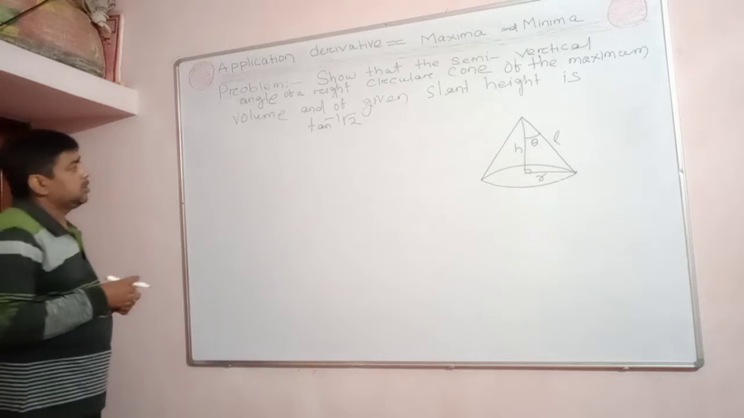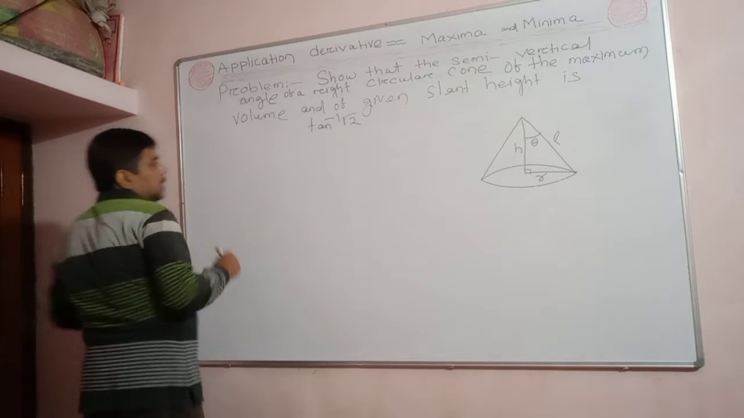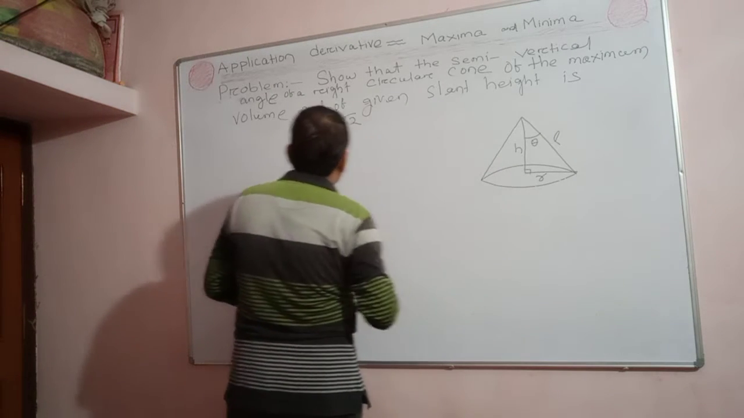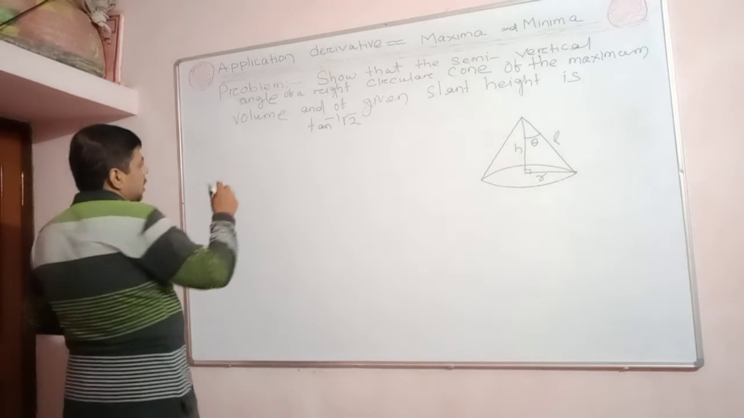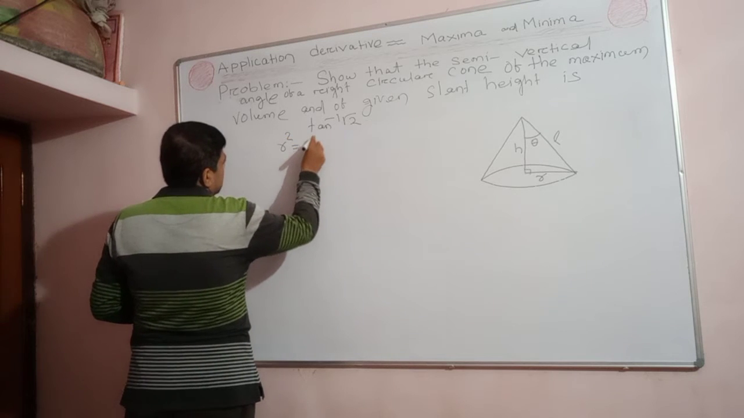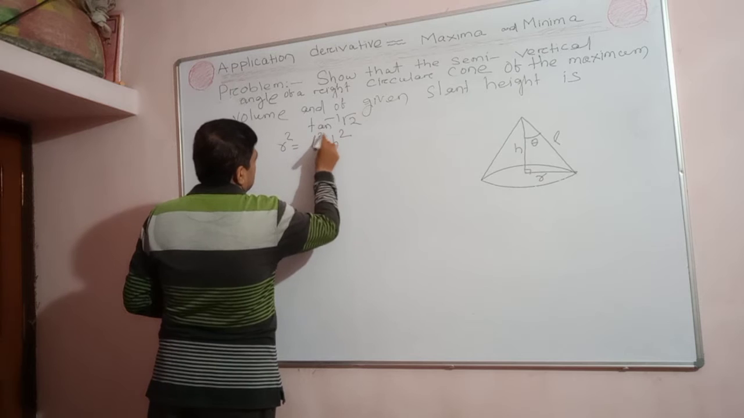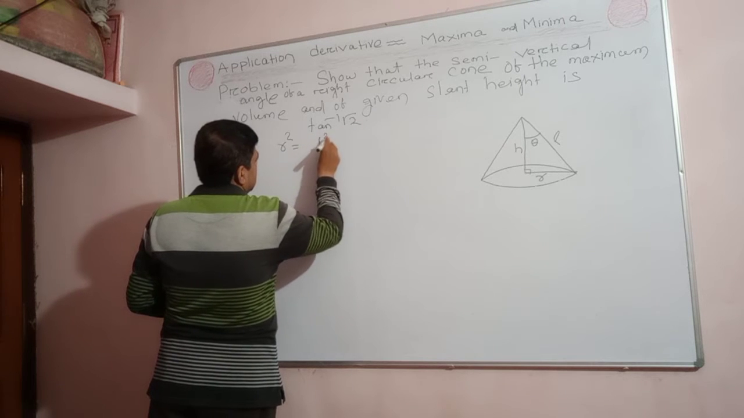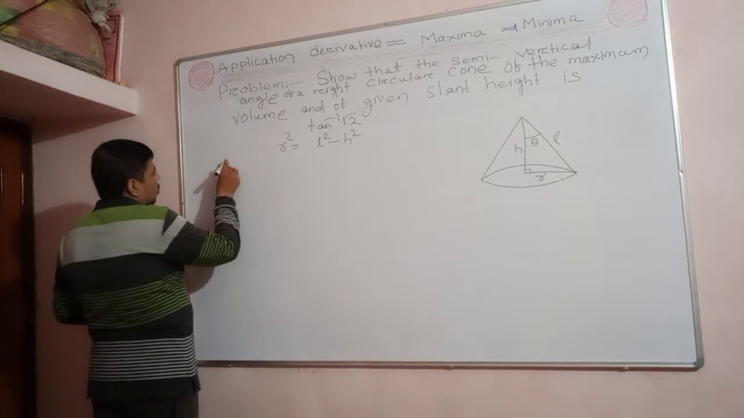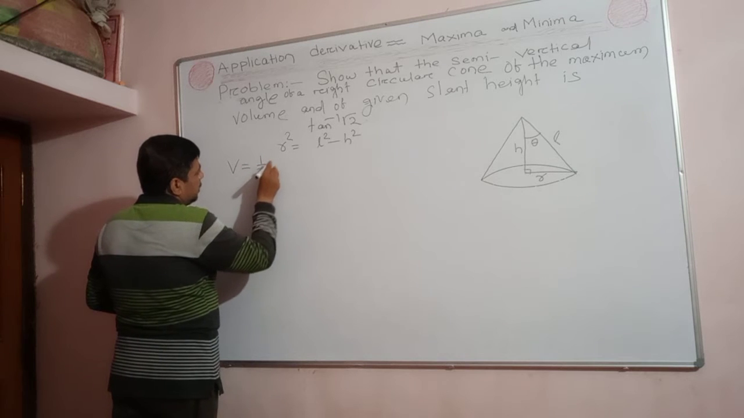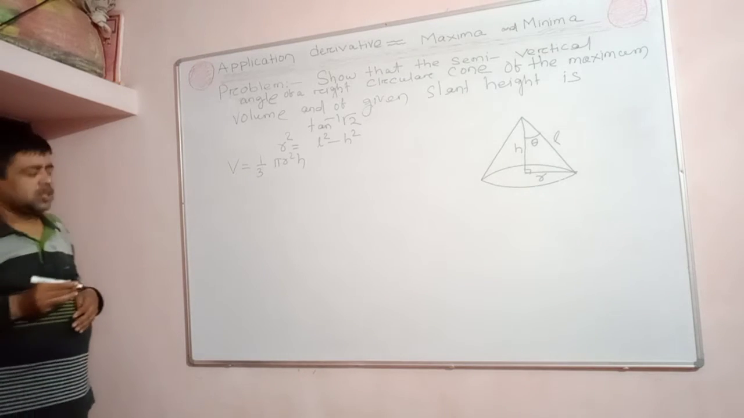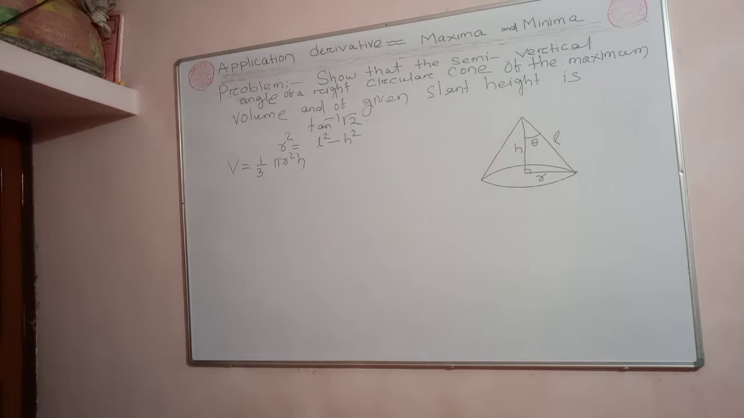Now you see, we know that L is the slanting height, H is the height of the cone, and R is the radius of the base of the cone. According to Pythagoras theorem, R square is equal to L square minus H square. Right? It's clear? Now you see the volume of the right circular cone, all of you know, is 1 by 3 pi R square H.